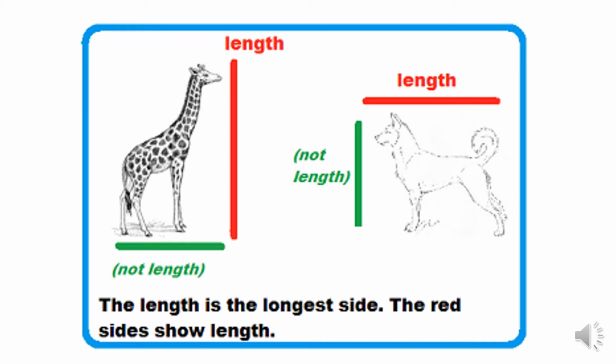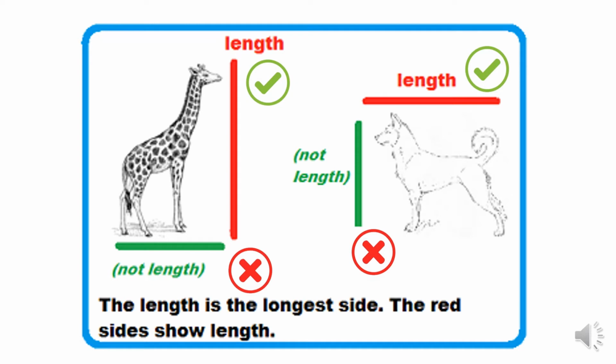So we know that the length is the longest side. The red sides show the length. So looking at the graph, we can see that vertically this is the length, because this is the longest part of the graph. This green line is not the length. This is called the width. Look at the picture of the dog. This is the length of the dog because this is the longest side. The green line is not the length because it's the shortest side.